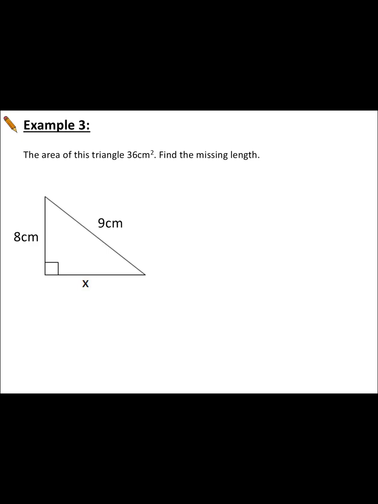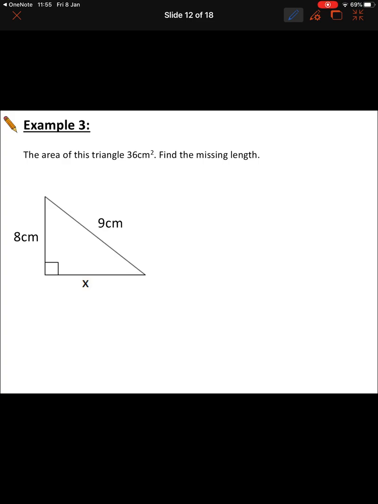Copy down this example. This one's quite tricky. Okay, so this time, because we've got words, we're going to underline them. We know that the area of this triangle is 36 centimeters squared. And when we look at the definition of area, like we did a couple of lessons back, we're defining the amount of space inside a 2D shape. So we know the area of this triangle is 36 centimeters squared.